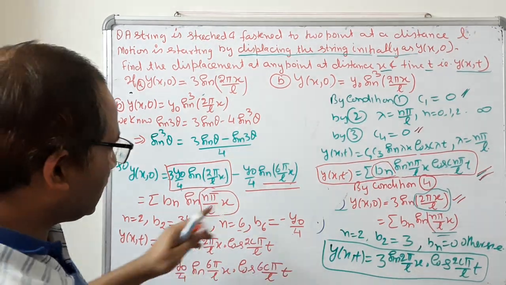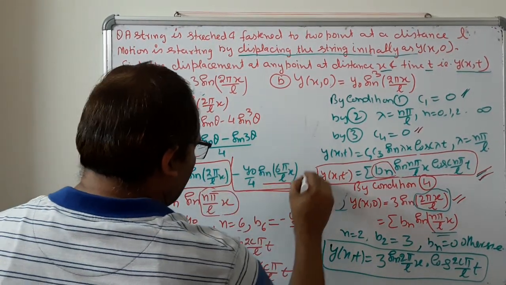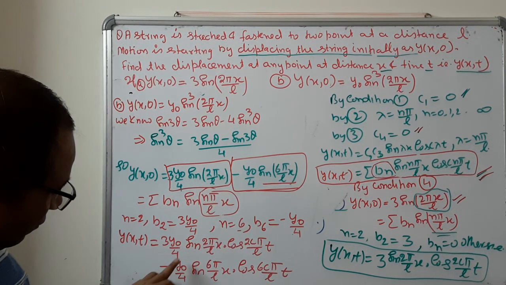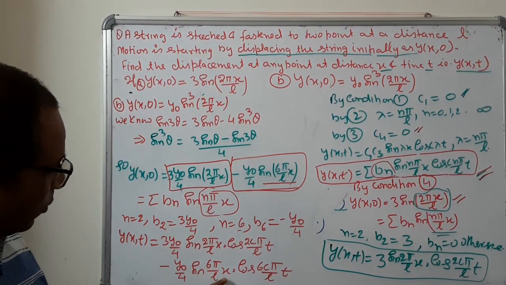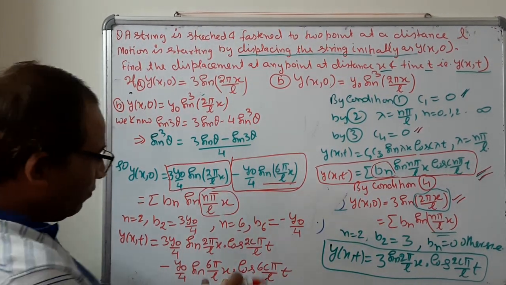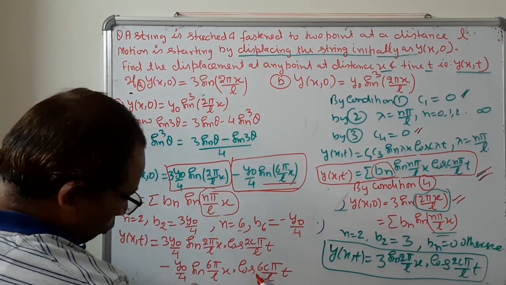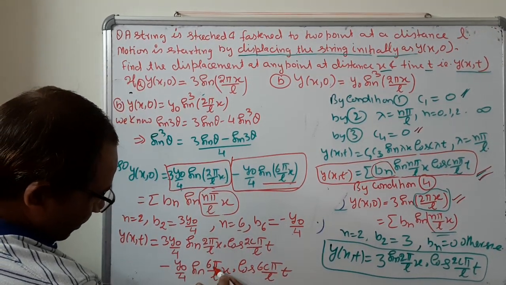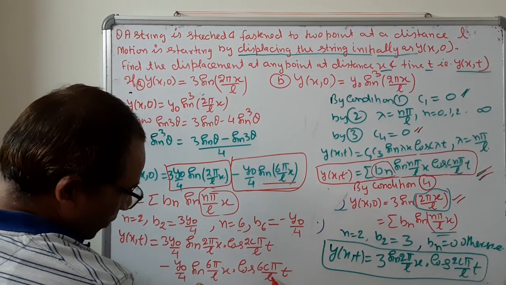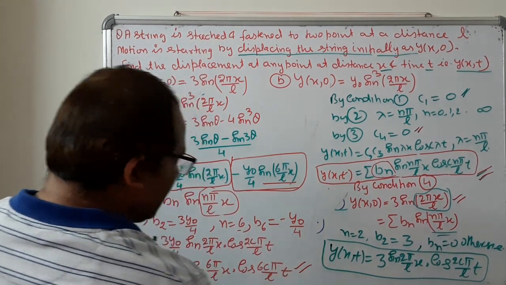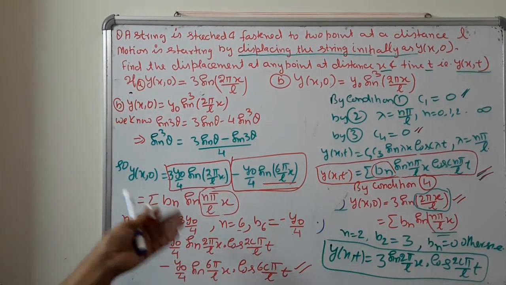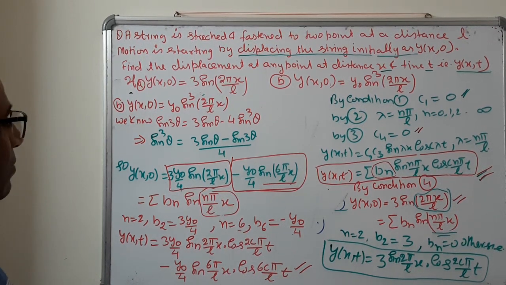Right? Now see this one. This is the second term. The second term is minus y0 upon 4 sin 6 pi x upon L, that is same. And just convert sine into cos and write this angle 6 c pi t upon L. You can write the answer directly by seeing the condition. We can write the answer directly, right? I will come to the next questions.